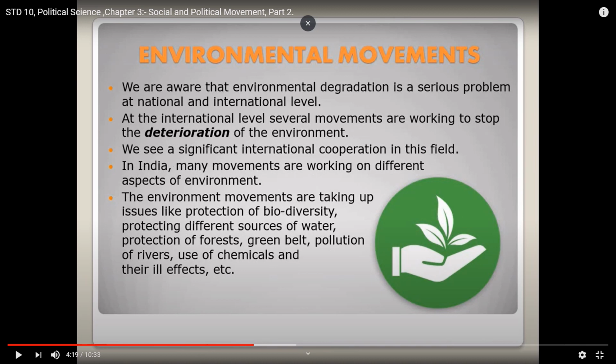The environment movements are taking up issues like protection of biodiversity, protecting different sources of water, protection of forest, green belt, pollution of rivers, use of chemicals and their ill effects.